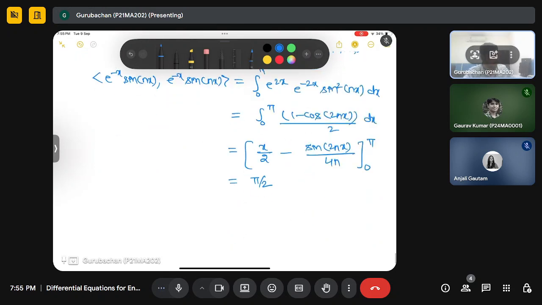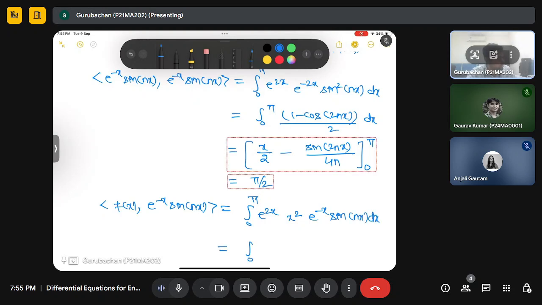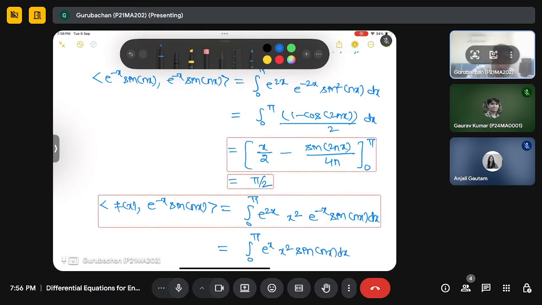Okay. Next is f(x) inner product with this eigenfunction sine nx. Since there is a weight function e to the power 2x, and this is x square e to the power minus x sine nx dx, this will give you the integral from 0 to pi of e to the power x square sine nx dx. Again, this is a kind of expression that we cannot usually calculate.